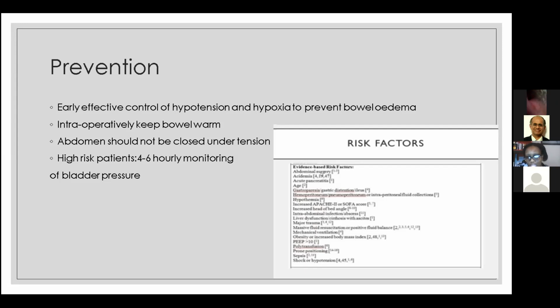Basically, if a patient has 2 to 3 of these risk factors that are here, then you need to have a high index of suspicion that the patient might develop intra-abdominal hypertension leading to abdominal compartment syndrome. So it's best to monitor the intravesical pressure.